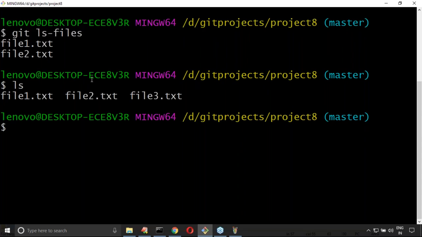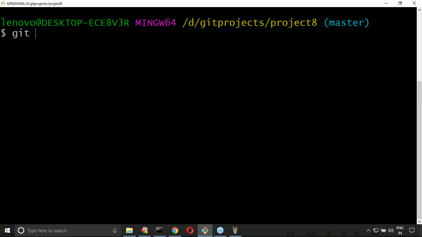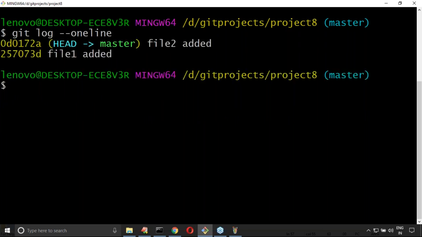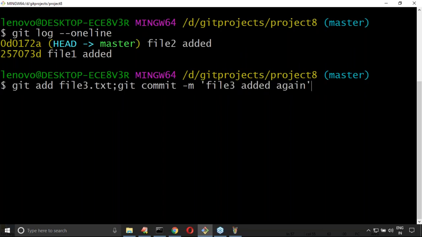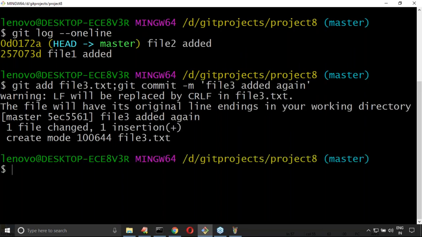Here, see. Currently, how many commits are there? git log hyphen hyphen oneline. Only 2 commits are there: file 1 added, file 2 added. Now let me take whatever command I copied. Git add file3.txt and then git commit hyphen m, file 3 added again. Okay, that's all.